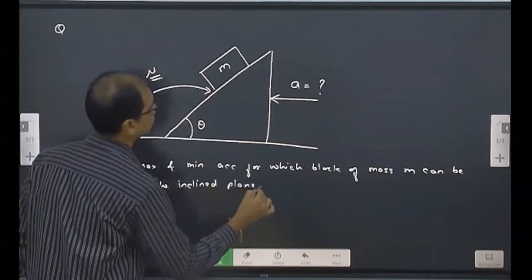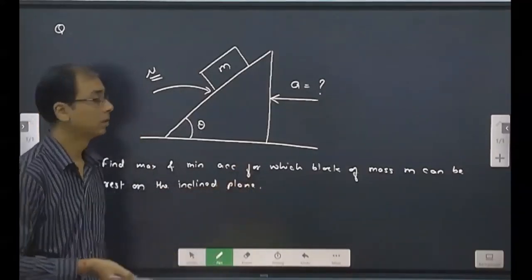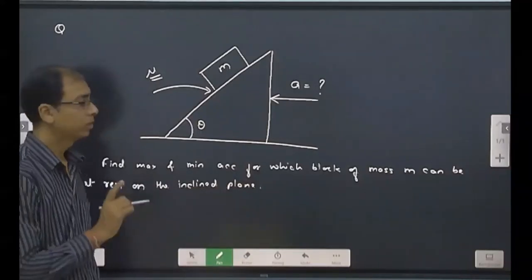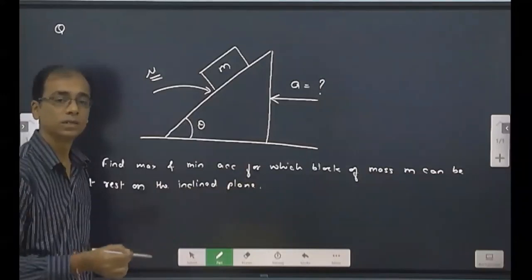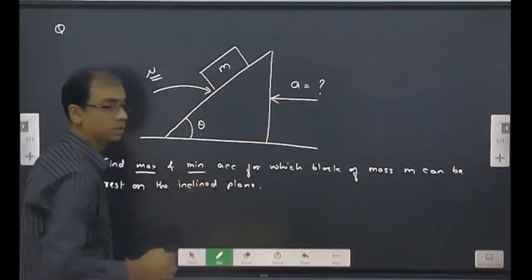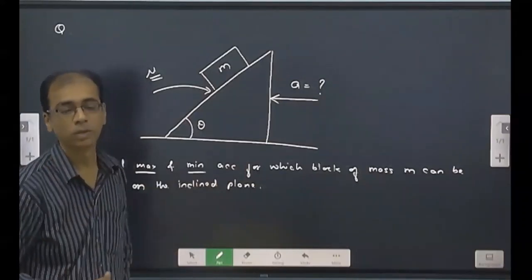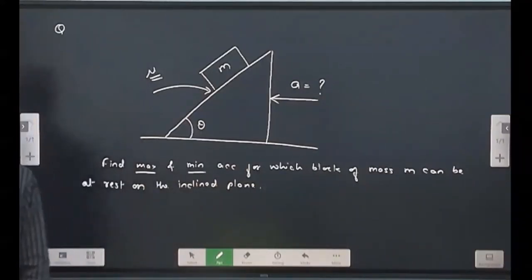A similar question we did in laws of motion also, but that time there was no friction. Here friction is there. So with friction, how has the question changed? Normally I would have asked you what is the acceleration, but here I have asked you to find the maximum and minimum. That means two values are there, so you have to find both values. Okay, note the question.